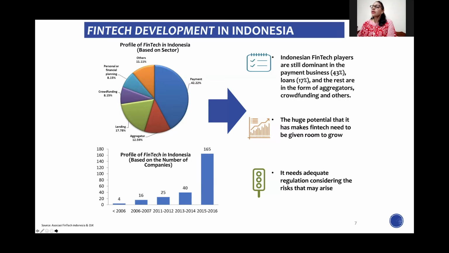This is the profile of fintech in Indonesia. As we can see, the growth is very fast. In 2006, we only had 4, and now we already have 165 fintech in Indonesia. Okay, next.